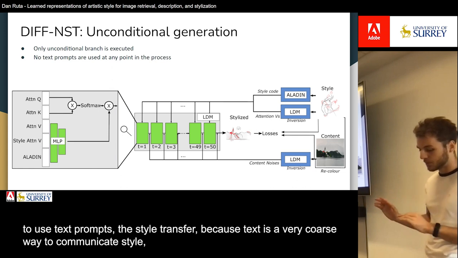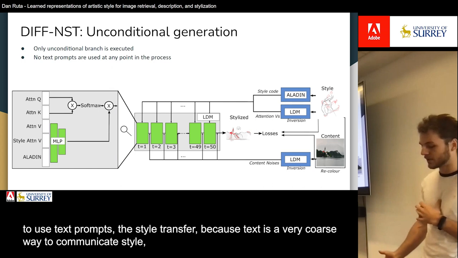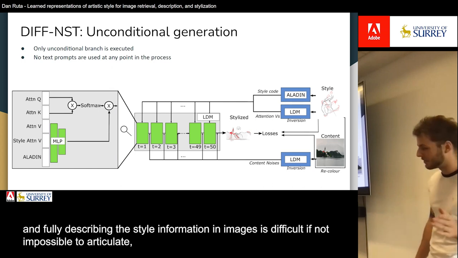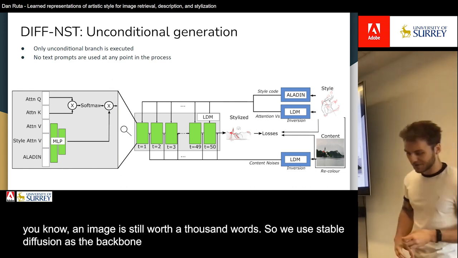We do not want to use text prompts for style transfer because text is a very coarse way to communicate style. And fully describing style information in an image is difficult, if not impossible, to articulate. You know, an image is still worth 1,000 words.